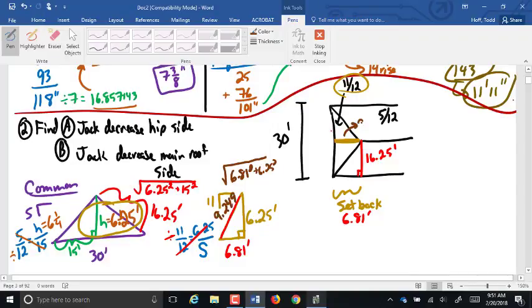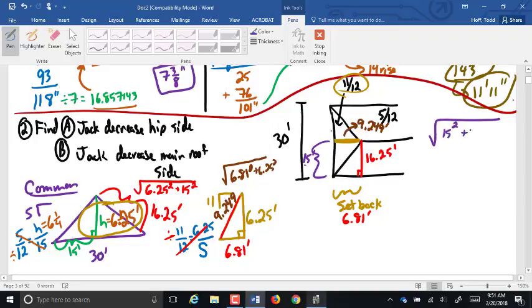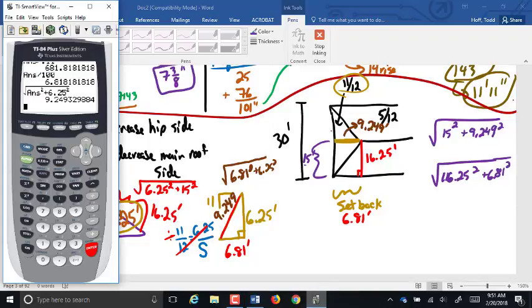So this right here is 9.249 feet. Now we could find, we didn't ask for it, but we could find the hip rafter. The hip rafter could be found from either side. I'm going to double check it in both directions. From the hip side, I've got the 15 feet squared plus the 9.249 squared. From the main roof side, I have the 16.25 squared plus the 6.81 squared. Let's see if it comes out to be the same answer either way.